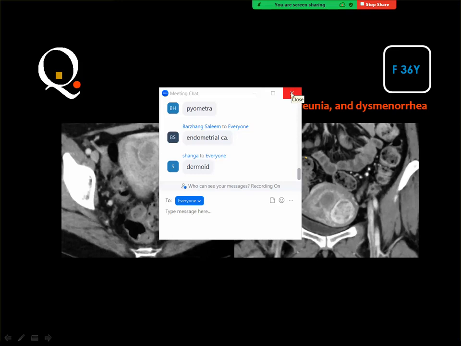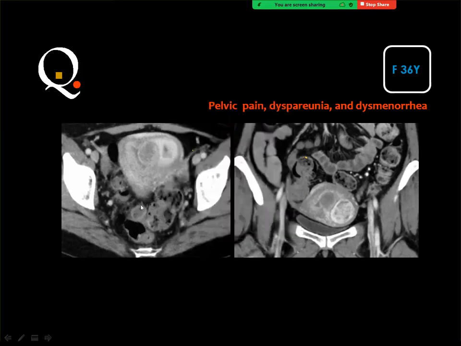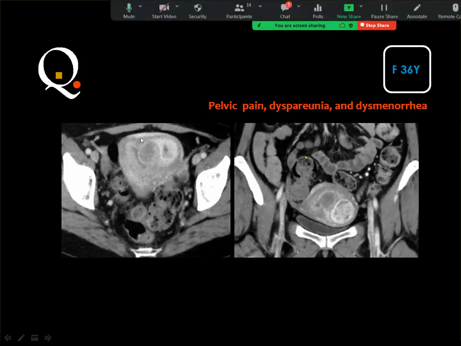And this is not endometrial carcinoma. It is not also a dermoid cyst because this is the uterus itself. And here you can identify the ovaries. And in the uterus, you got multiple enhancing masses, and they are simply representing fibroids by CT.